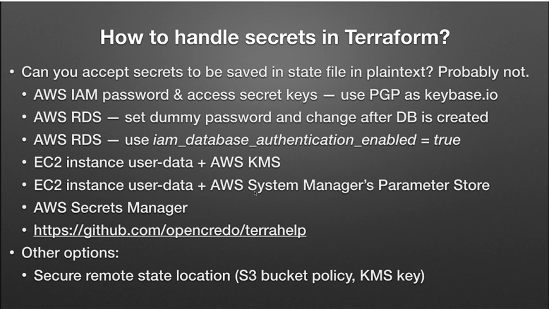Nevertheless, AWS, since this is what I'm working with for the last many years, I have figured out these solutions. So if you're using IAM and access keys, you can use PGP from Keybase to encrypt it, and it will be stored encrypted in the TF state file, and only users with that PGP key will be able to decrypt it. This is a pretty safe way of distributing access keys for all employees in a company.